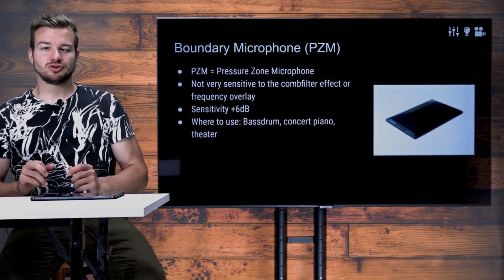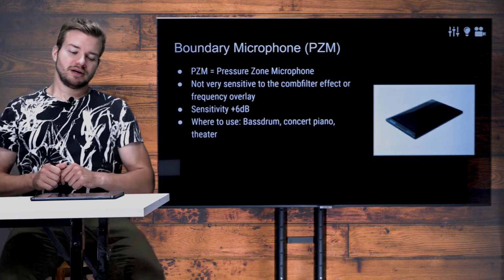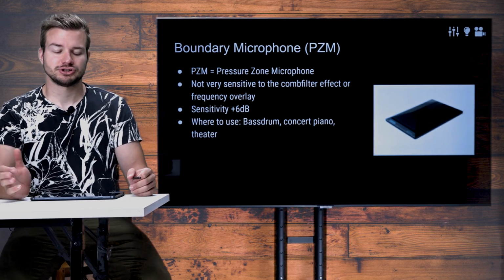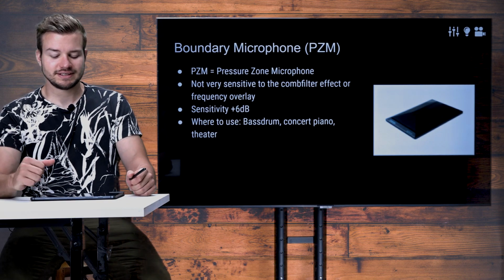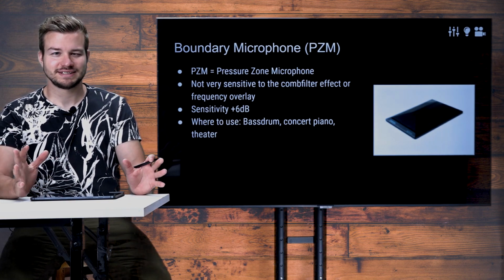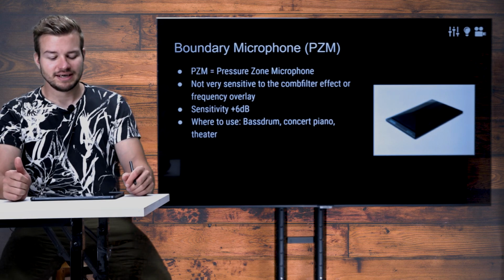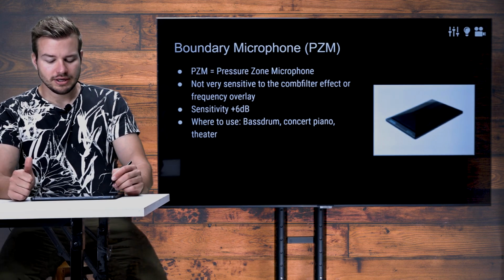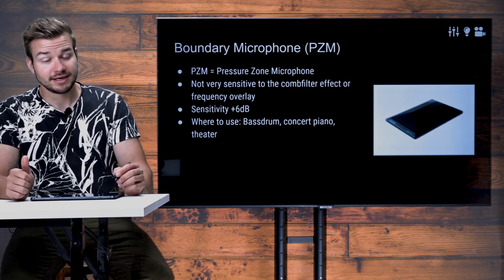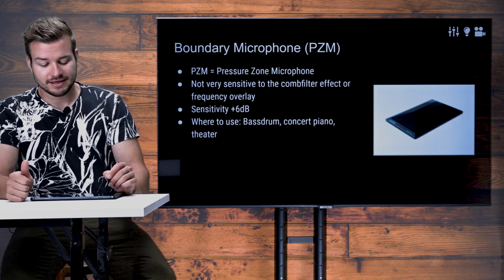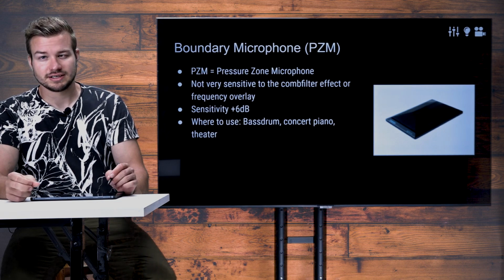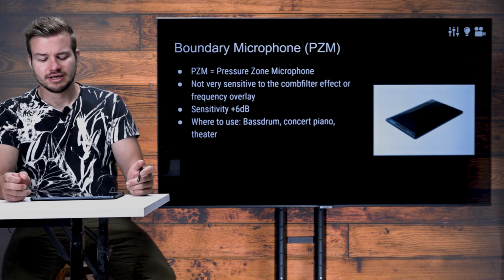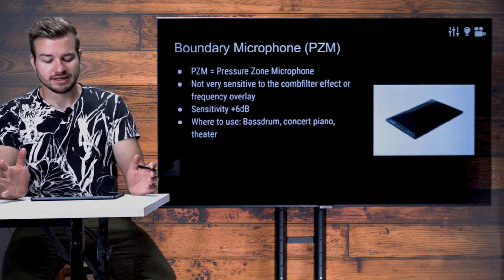Now, next I would like to talk about one special microphone, called the boundary microphone, or PZM, for pressure zone microphone. Normally in setups, we see it at exactly one place, and this is inside the kick drum. It's a condenser mic too.